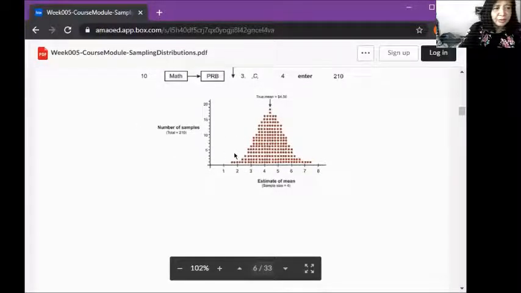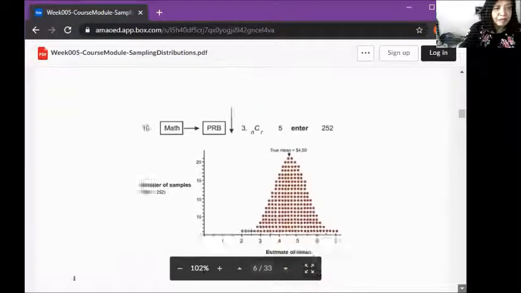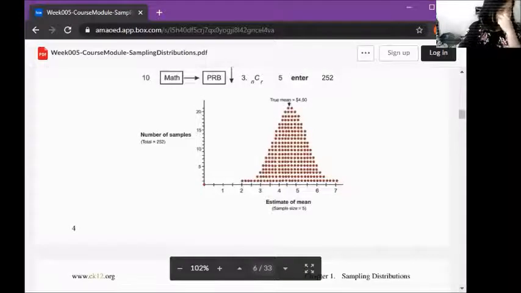We're going to determine the most likely pattern of this graph. It's more likely a normal distribution, bell shape. For 5, you have 252. Again, we have 10 combination 5, which gives you 252 possible combinations.